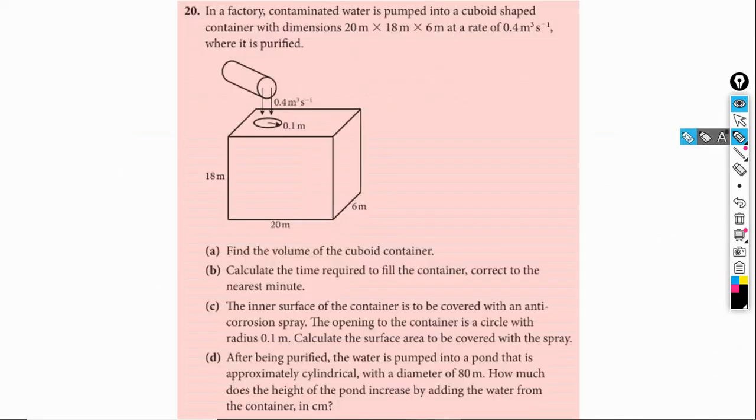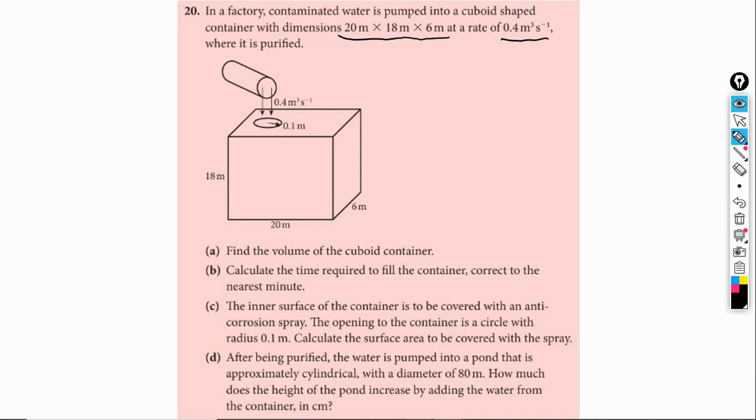Okay, so we have finally arrived to the last question, question 20. And it says, in a factory, contaminated water is pumped into a cuboid-shaped container with dimensions 20 times 18 times 6 meters at a rate of 0.4 meters cubed per second, where it is purified. And we see a drawing of the cuboid. And it says, find the volume of the cuboid container.